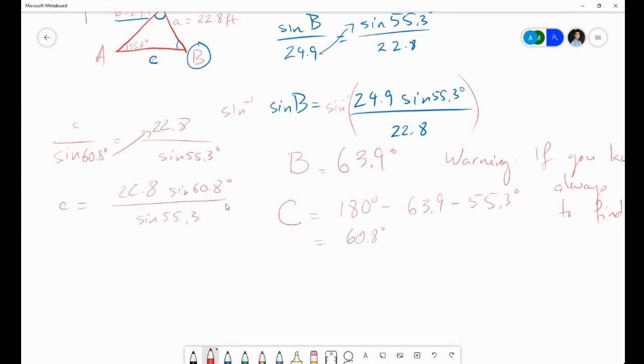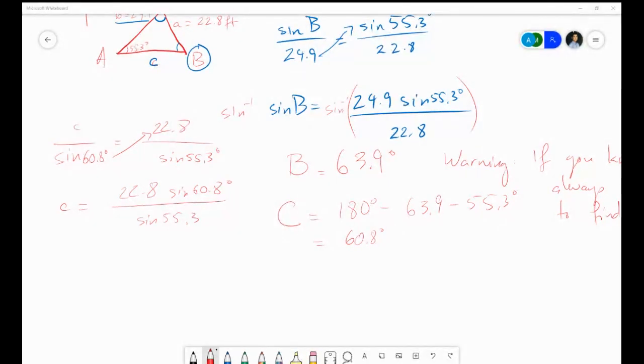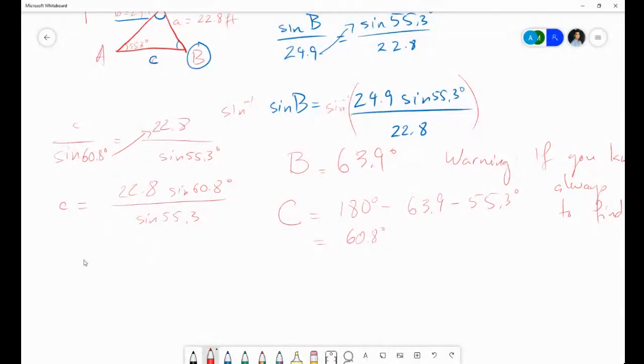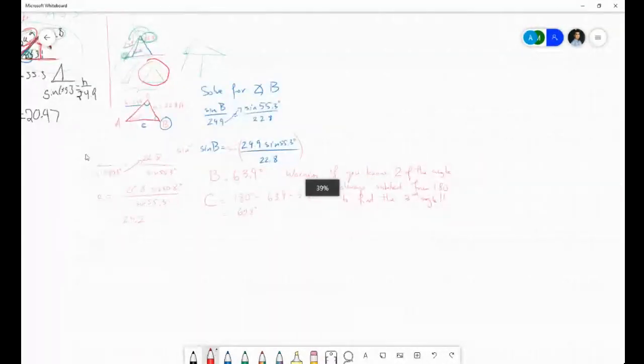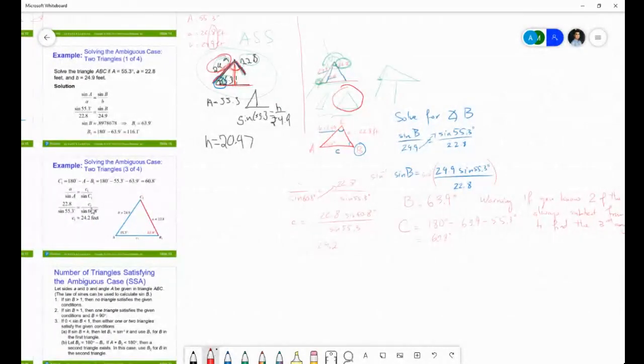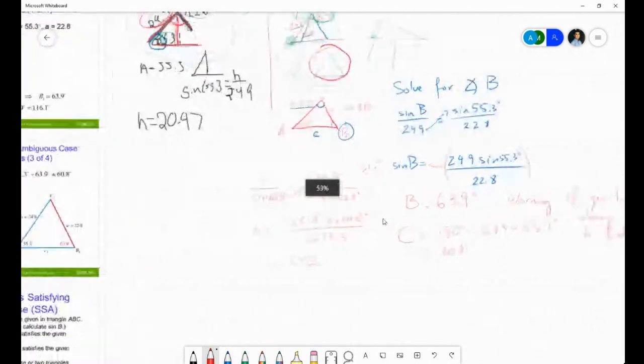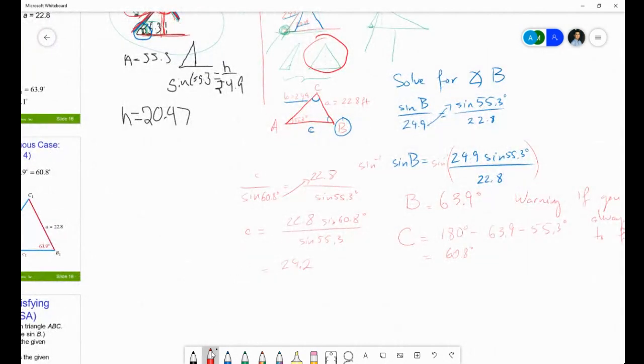All right, what do we get? 24.2 for C. Okay, anyone else confirm that? Let's see if we got it right. So 24.2, very good. That's only half of the problem, because we only solved for one triangle. Now we need to solve for the other one, which is this one right here. But this one will go much quicker because we already found a lot of the stuff.